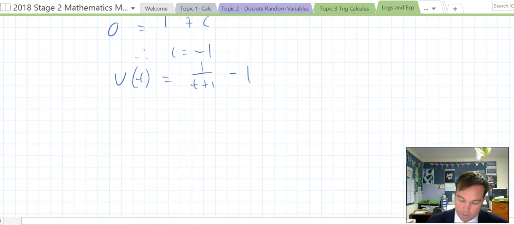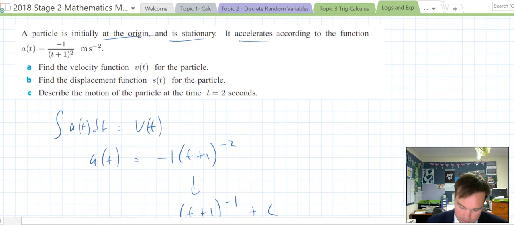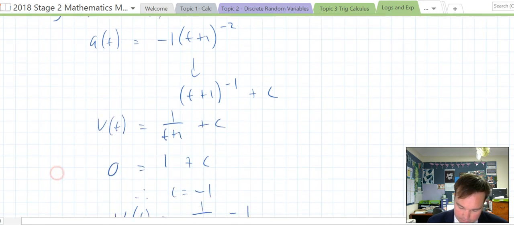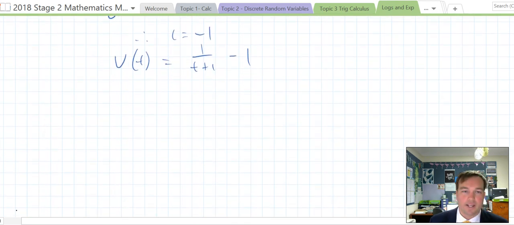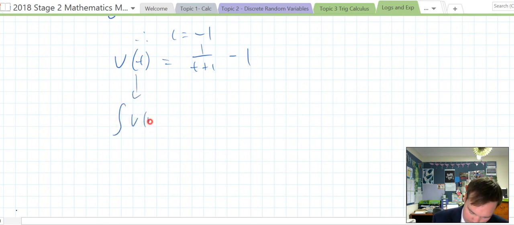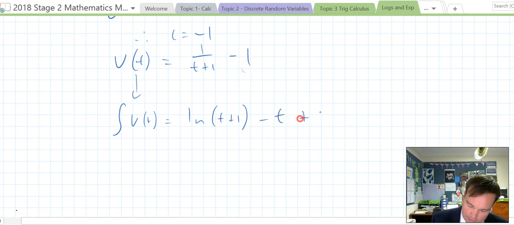Alright, then we want to integrate this again to find the displacement function. So integrating again to define the displacement function, the integral of 1 on a function is, so if we're integrating this, is going to be ln t plus 1 minus t, because the 1 has come from a t, plus c.